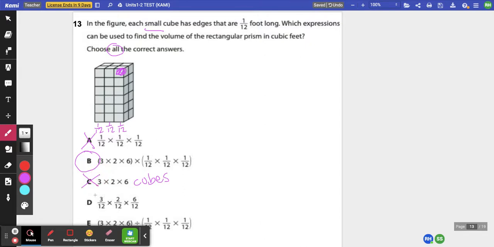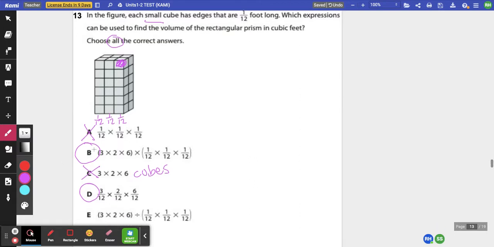Part D, 3/12 is how we count it up to get the length. So 1, 2, 3/12 times 2/12 is the width. 1/12, 1/12, that's 2/12 times 6/12 is the height. That would work to find the volume of the shape.